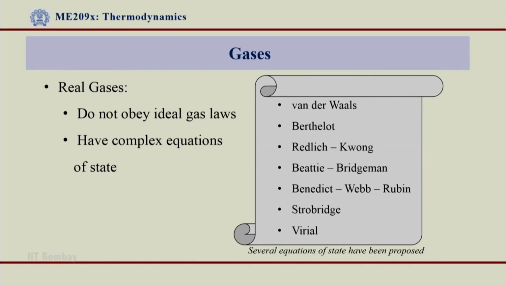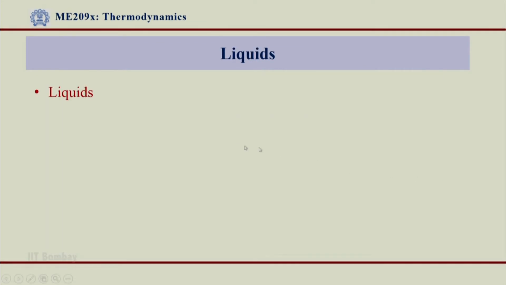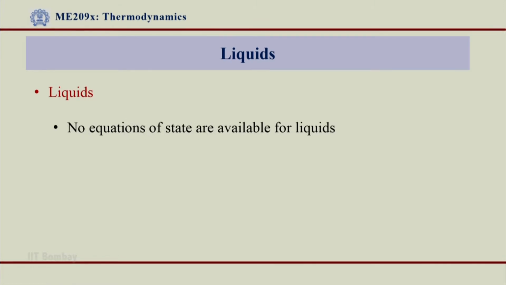Now let us go to liquids. For liquids, unfortunately, we do not have any equation of state. For gases, I can compute all the properties using the ideal gas law or real gas law. I do not have any such equation of state available for liquids, and this is a very important difference between these two fluids, gases and liquids. So how do I get properties of liquids? If I know at least a few properties, let us say pressure and temperature, how will I get other properties like specific volume, density, etc.?